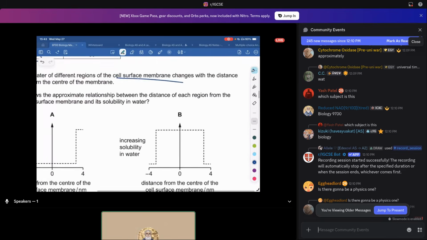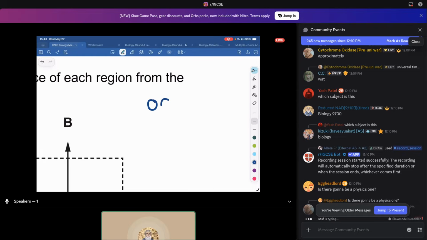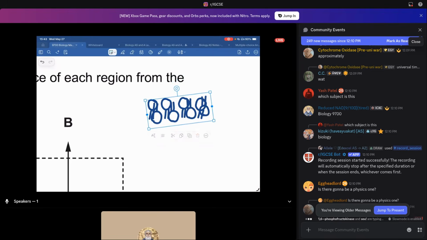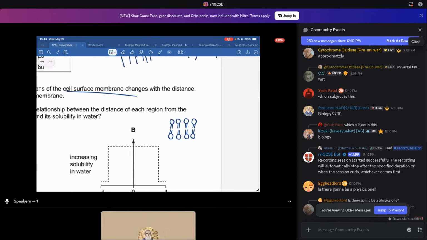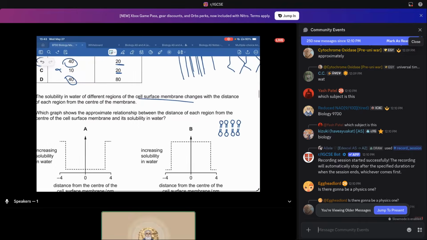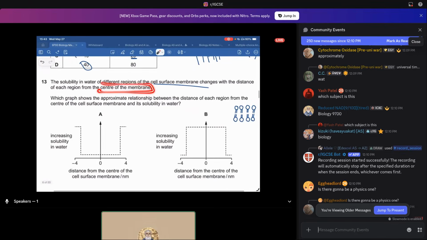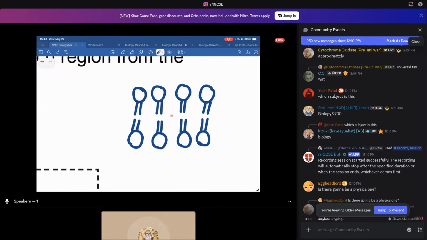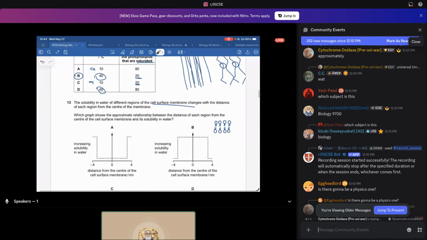Moving on. Solubility in water of different regions of the cell surface membrane. Immediately read the words cell surface membrane and draw a small model diagram. Very small. There we go. It changes with the distance of each region from the center of the membrane, meaning right here, right in the midst of all the fatty acid tails in the hydrophobic core. What is the relationship between the distance and the solubility in water?